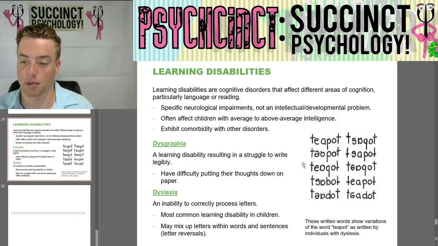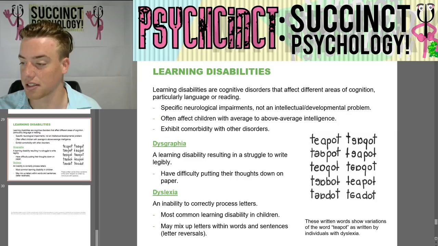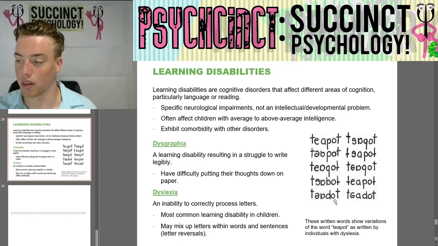And we have dyslexia, which I'm sure you've heard of before. I think it's the most prevalent one everybody knows about. It is an inability to correctly process letters. It's the most common learning disability in children, and they may mix up letters within words and sentences, so letter reversals. So these written words show variations of the word teapot as written by individuals with dyslexia. So you have teapot, but you can see all the different ways that the letters get arranged, and why that makes reading difficult. Because I see teapot, but someone with dyslexia will see this, and it's like, what is that? What word is that? It's nonsense.